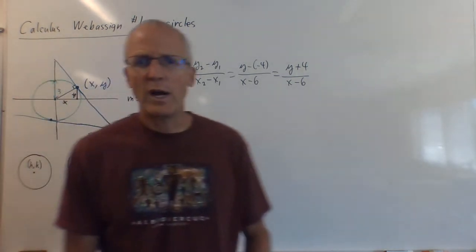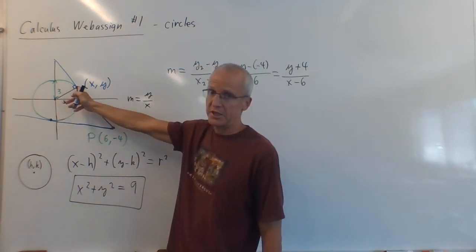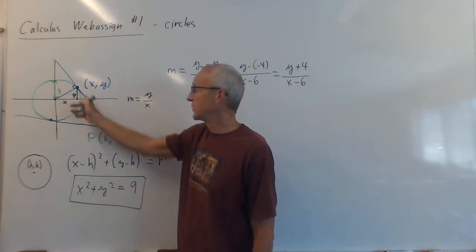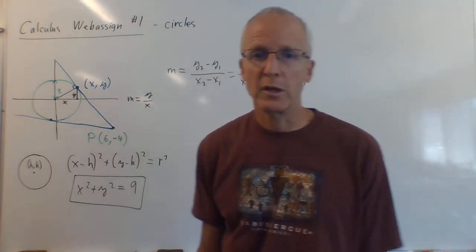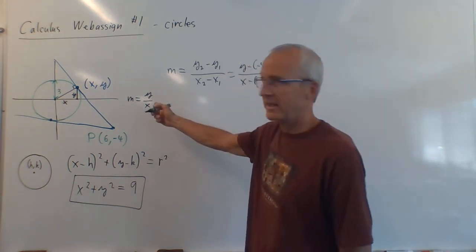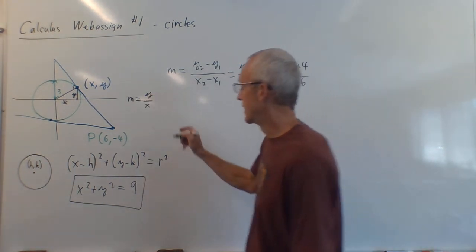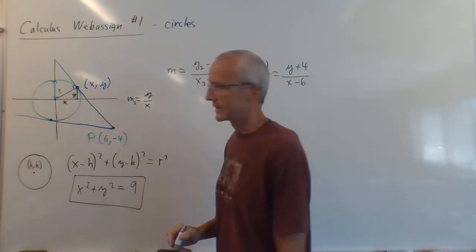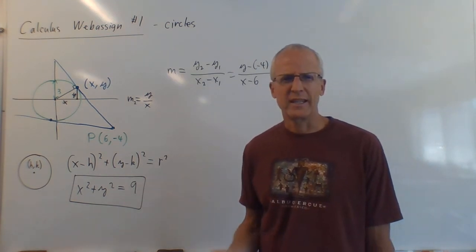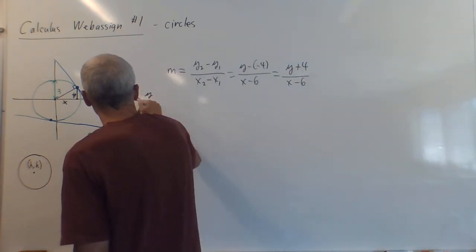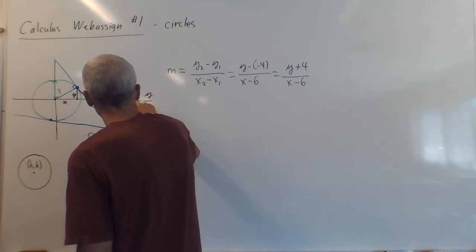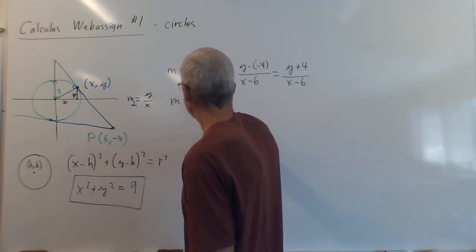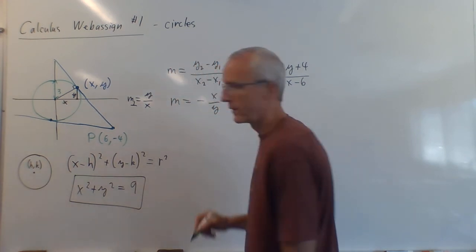But that's not the line we want. That's the perpendicular to the tangent line. We want the blue line. So the black line is easy to get, but we want the blue line, which is perpendicular. And I'm sure you remember, if we want the perpendicular slope, it's the negative inverse. So let's call this m perpendicular, with a little perpendicular symbol. That's y over x. So the one we want, m, is negative x over y.